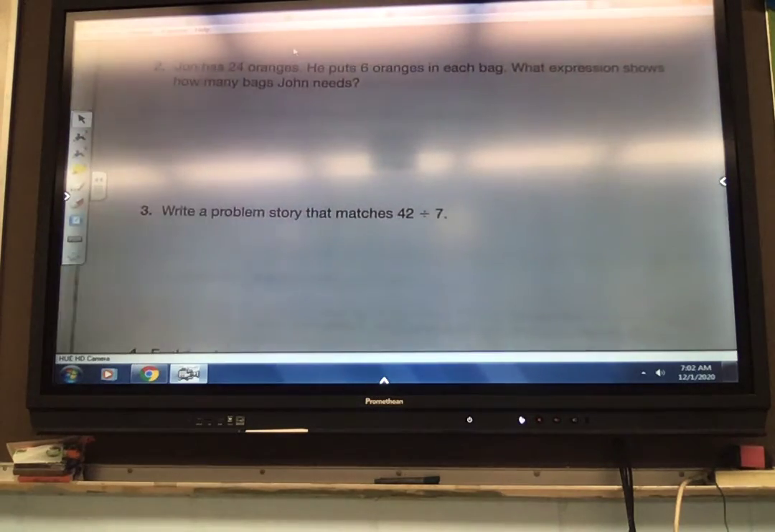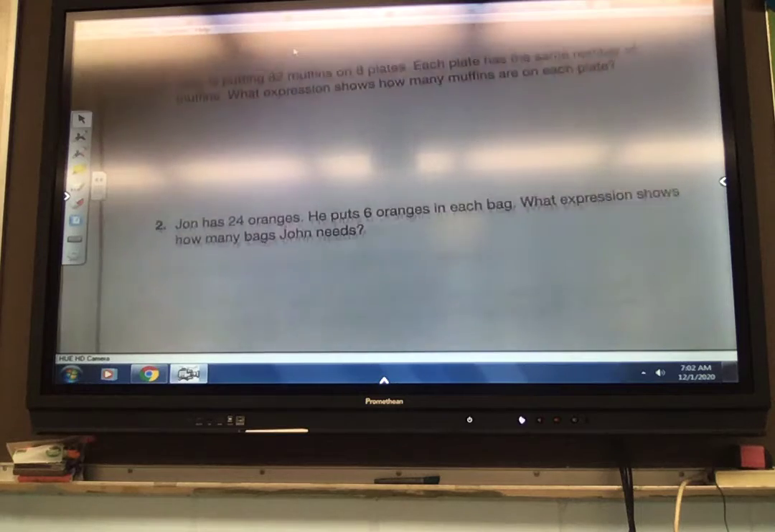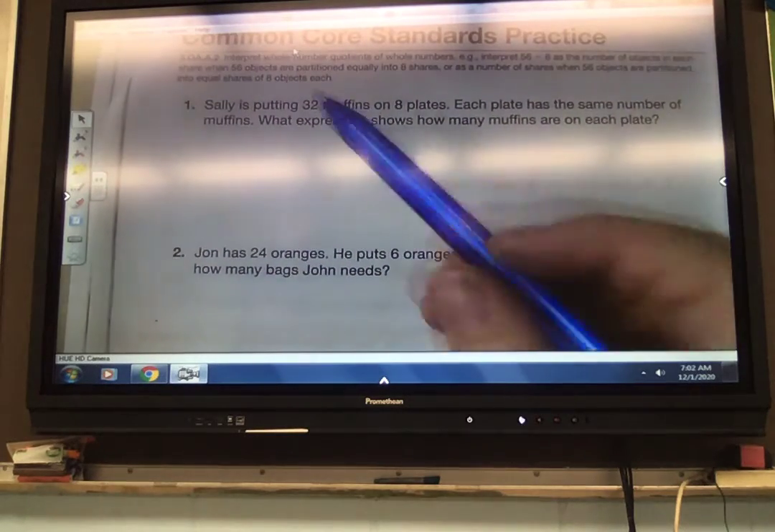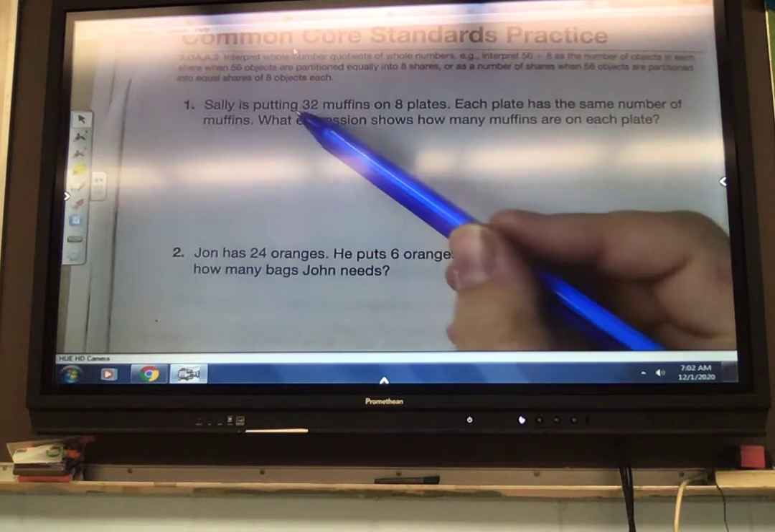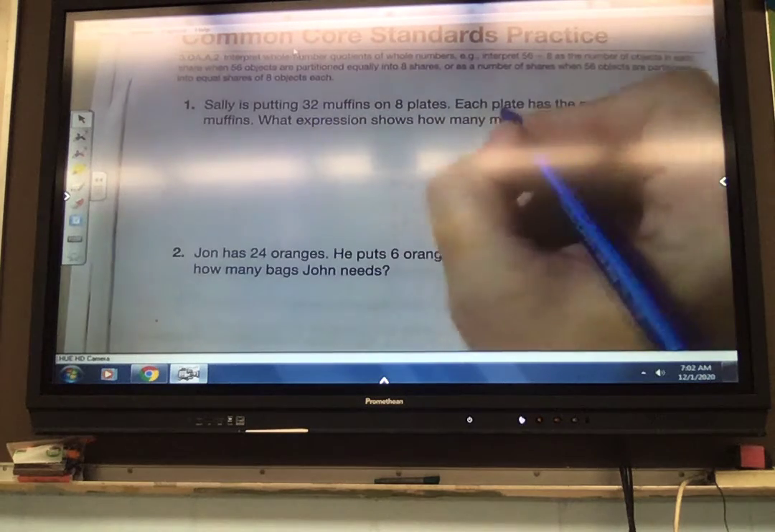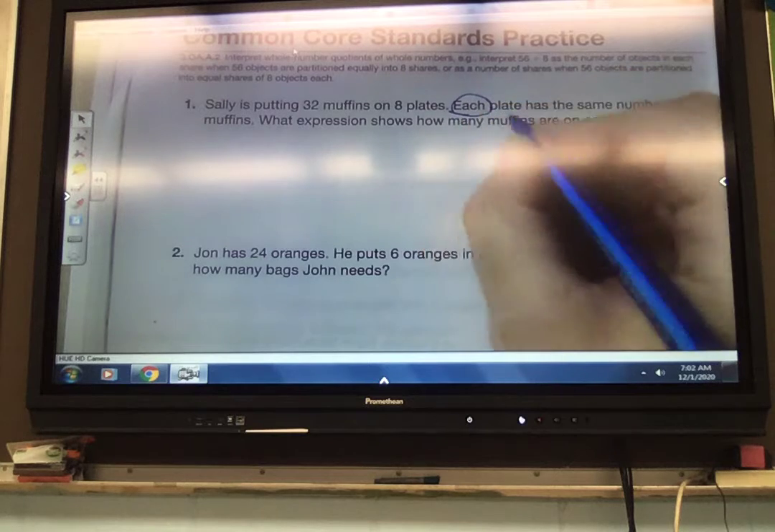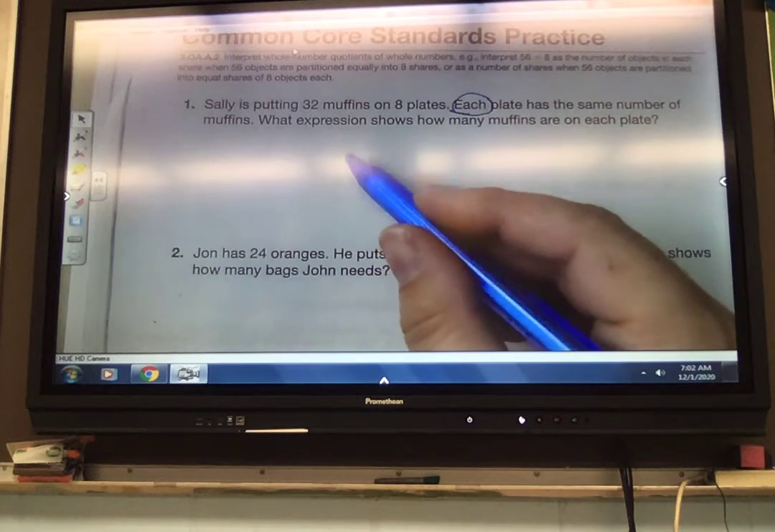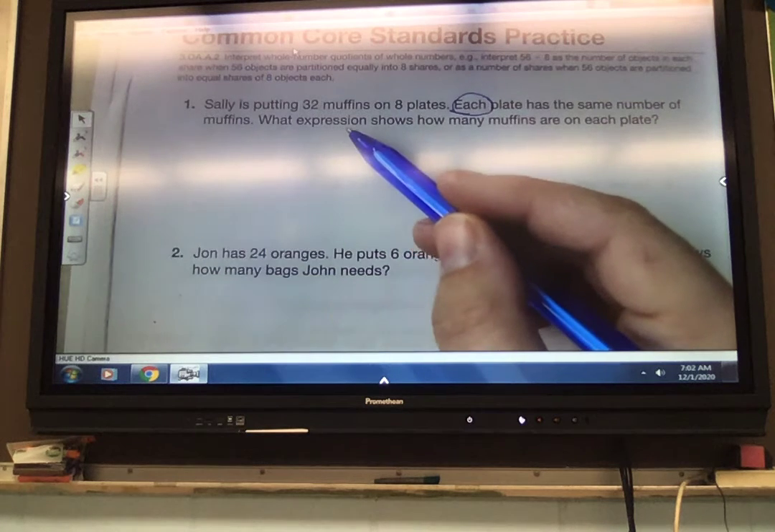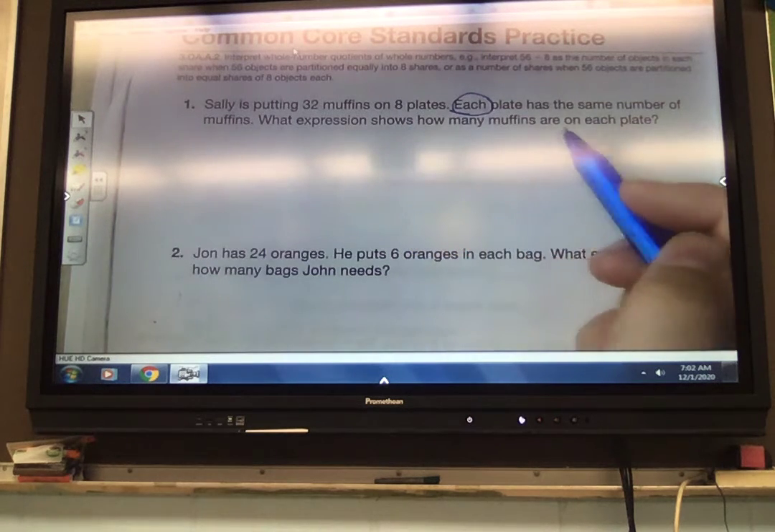Just going to kind of go over a little bit on each page or each section. So here you are given your total first. Sally is putting 32 muffins on 8 plates. Now 32 is our big number. You're also going to see each again. Each plate has the same amount of muffins. What expression? There's that word again. That's just a math word, equation. Shows how many muffins are on each plate.